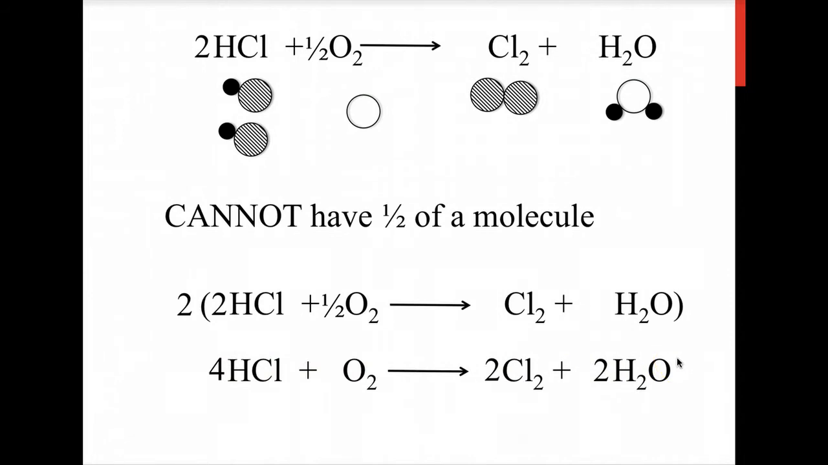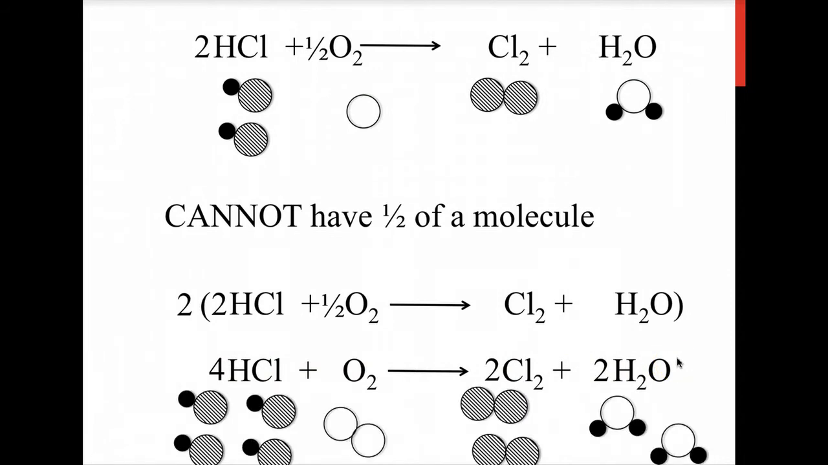So let's go ahead and draw in our nanomolecules and make sure that we have the same number on the left of the arrow as we do on the right. So here we have 4 HCl, so we draw in 4 HCl's. We have an O2 here. We have 2 Cl2's, so we draw those in. And we have 2 H2O's.